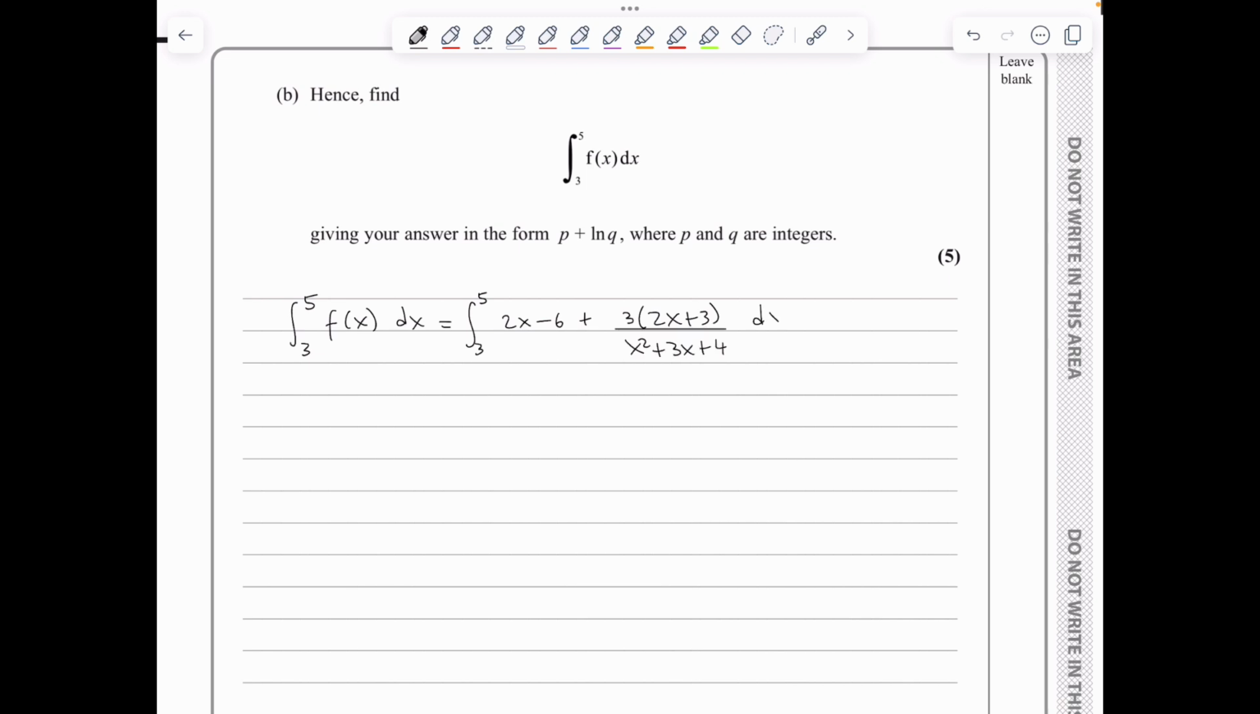Well, we know that the integral of 2x is simply 2x squared over 2. The integral of negative 6 is minus 6x. And for the integral of the fraction here, we notice that the derivative of the denominator, the derivative of x squared plus 3x plus 4, is 2x plus 3. And therefore, this can simply be written as 3 ln of the denominator of x squared plus 3x plus 4. And I've got limits from 3 to 5.